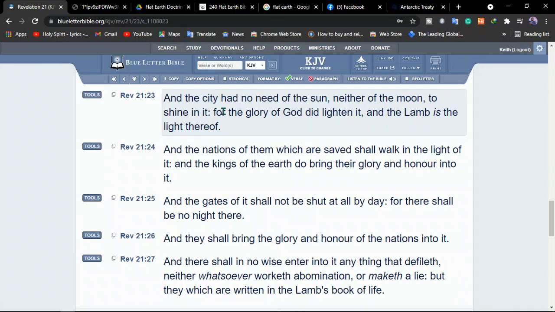It says, and the city had no need of the sun. This is the millennial. I mean, this is the new city, okay? The new Jerusalem. The city had no need of the sun, neither of the moon to shine in it. For the glory of God, you see, God said, let there be light. The glory of God did lighten it. And the lamb is the light thereof. Who is that lamb? The lamb of God, Jesus Christ, is that light.